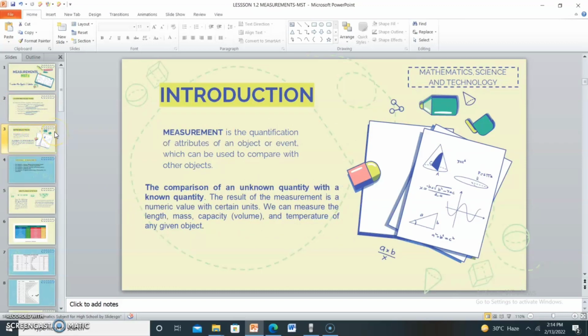So what is measurement? Measurement is the quantification of attributes of an object or event, which can be used to compare with other objects. On the other hand, it is the comparison of an unknown quantity with a known quantity. The result of the measurement is a numeric value with certain units. We can measure length, mass, capacity or volume, and temperature of a given object.